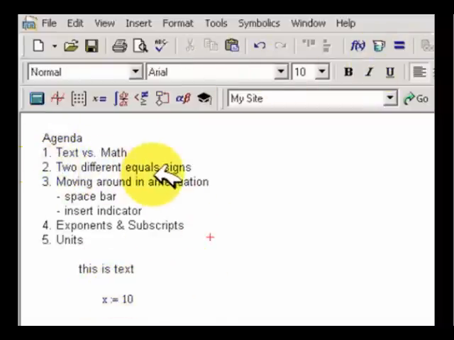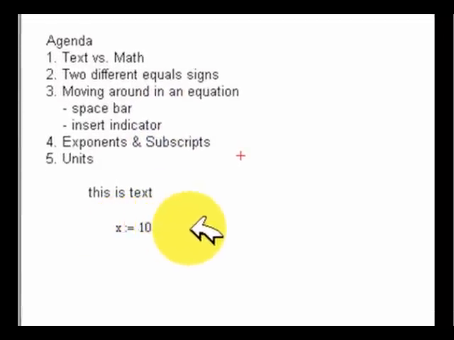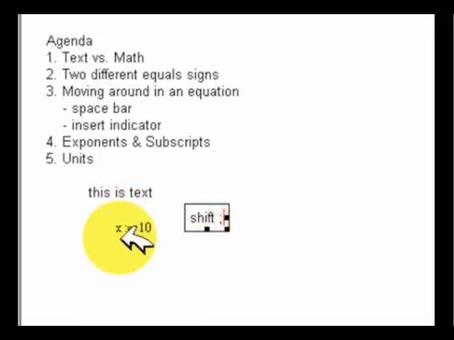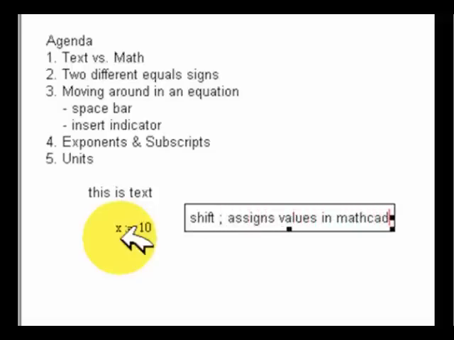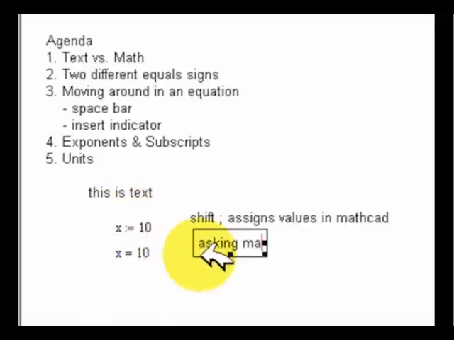Agenda item 2: two different equal signs. This one is an assignment. I use the shift colon to do this. If I use shift and then semicolon or colon, that gives me this funny equal sign, and this is an assignment. So this assigns values in MathCAD. If I want to ask it a question, like what does this equal, I can say x equals, using the normal equal sign, and it tells me 10. So this funny colon equal sign is assignment, and this is asking MathCAD.